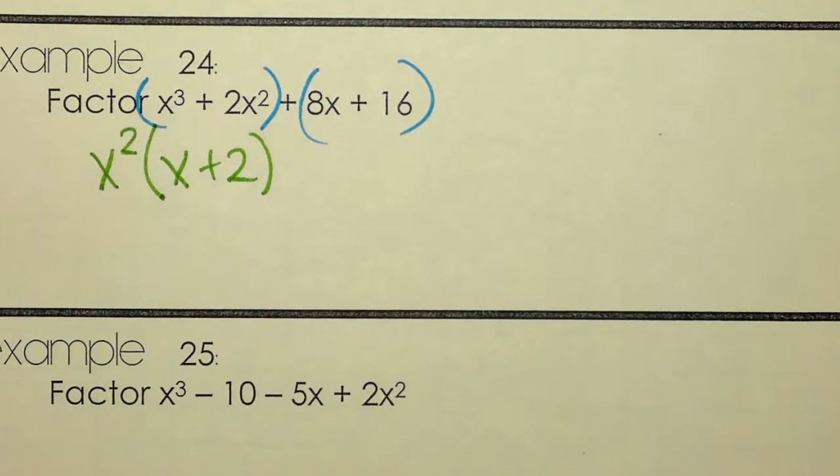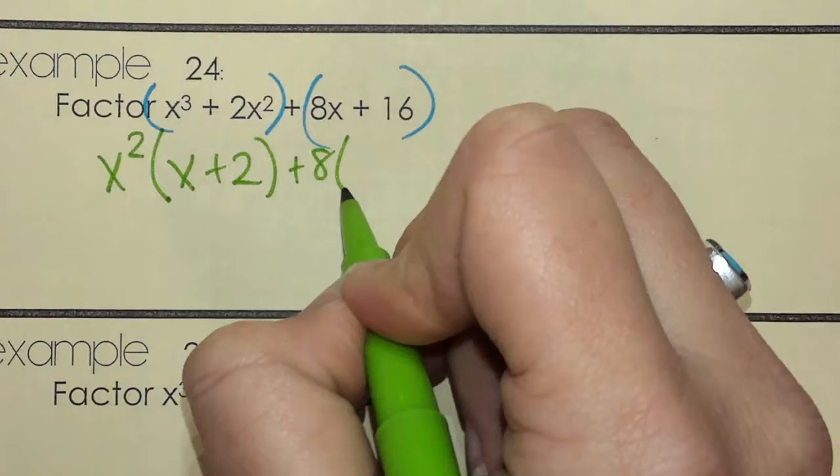What goes into both 8 and 16? And you're left with?